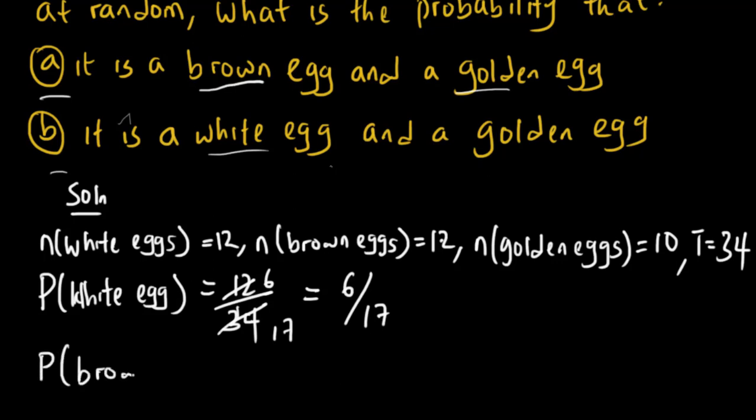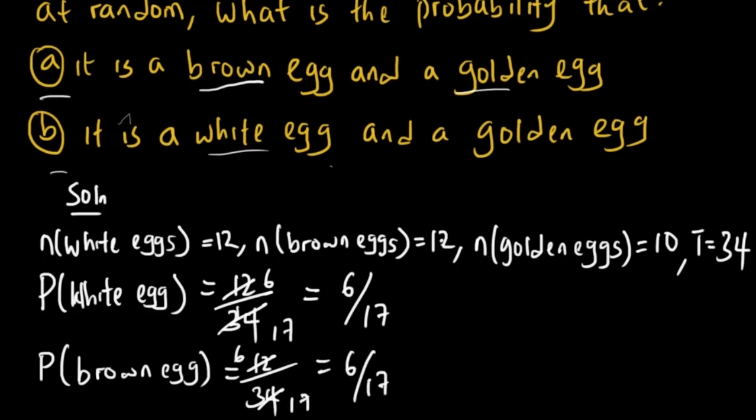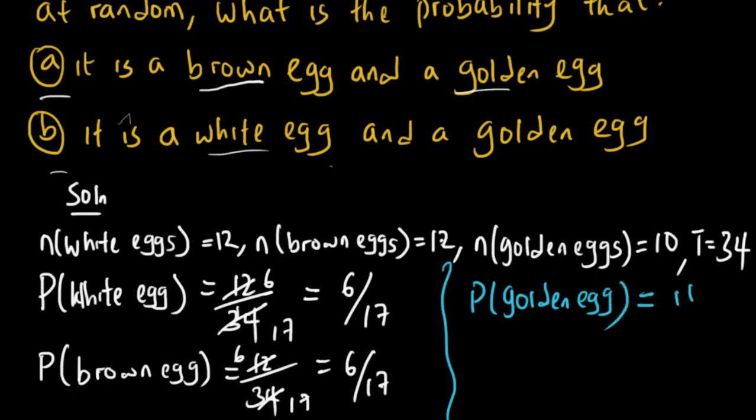Probability of choosing a brown egg. That will be the number of brown eggs, 12, over the total number of eggs, 34. So we have 12 over 34. 2 into 6, 2 into 34 is 17. So we also have 6 over 17. Then lastly, we have the probability of choosing a golden egg. How many golden eggs do we have? 10. So we have 10 all over, what's the total number of eggs? 34. 2 into 10 is 5, 2 into 34 is 17. So we have 5 all over 17.